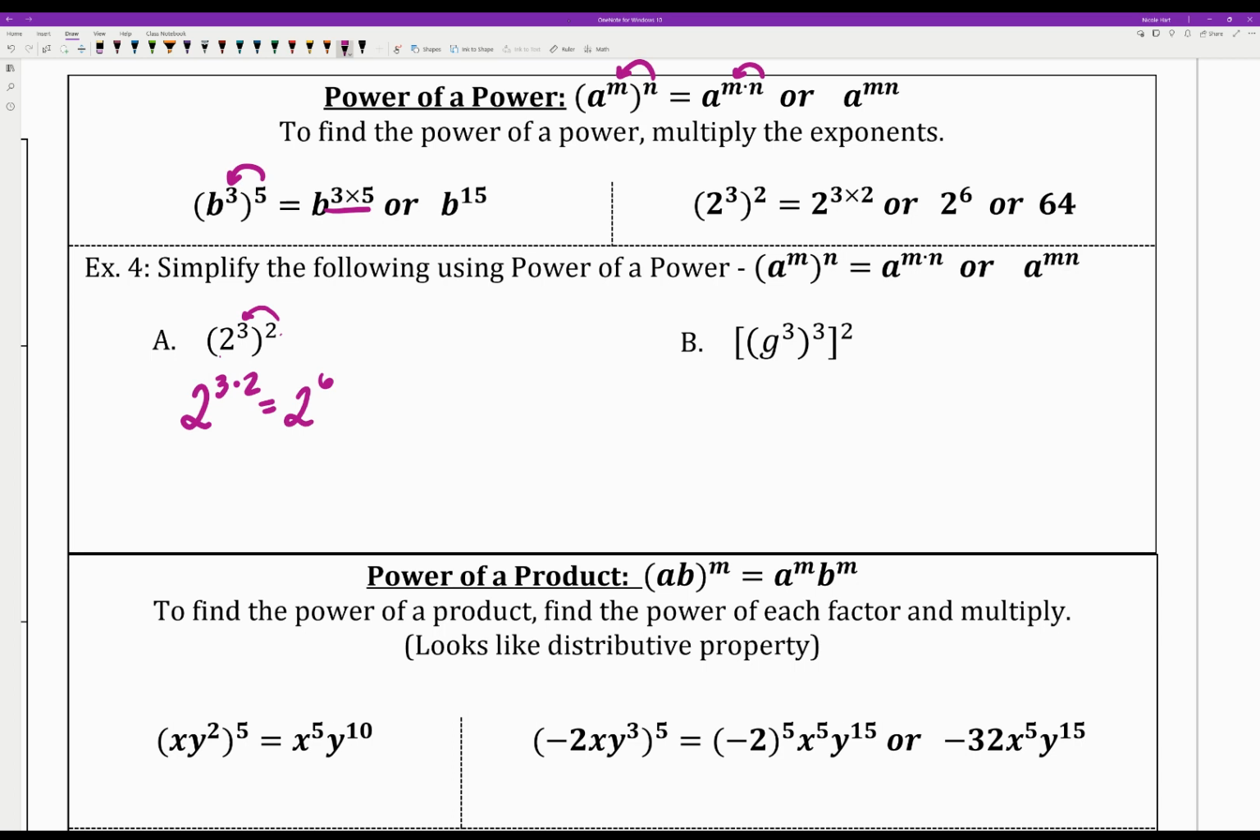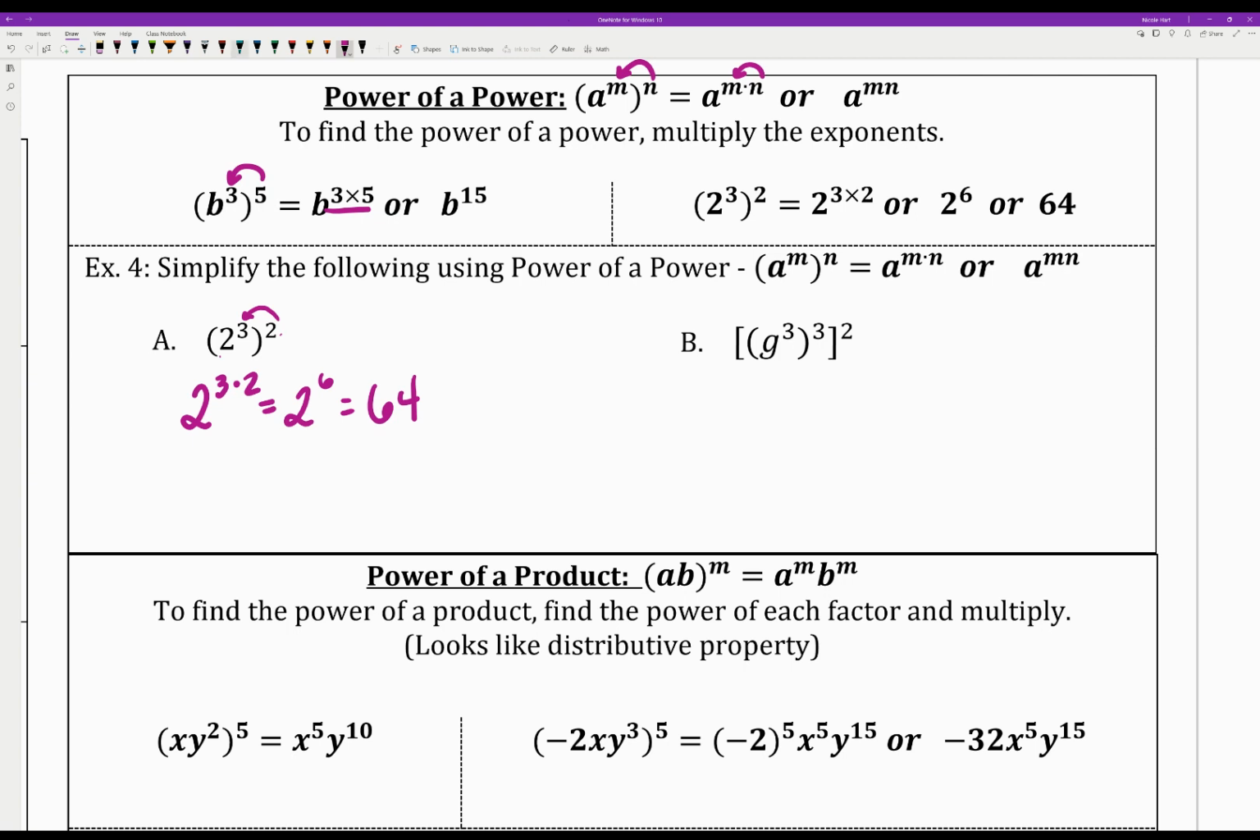And you can calculate this in your calculator since the base is a number. If the base was a variable, we wouldn't be able to do that. But we can do 2 to the power of 6 in our calculator, and that's going to be 64. If it was a letter, we would not be able to do something in the calculator with that. We would just leave it as variable to the power of 6.